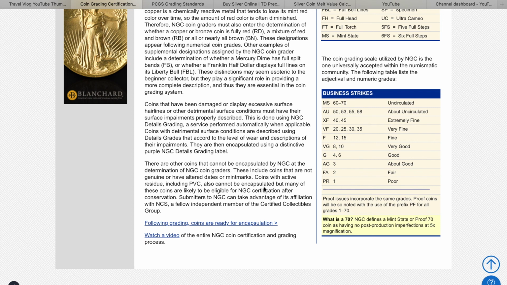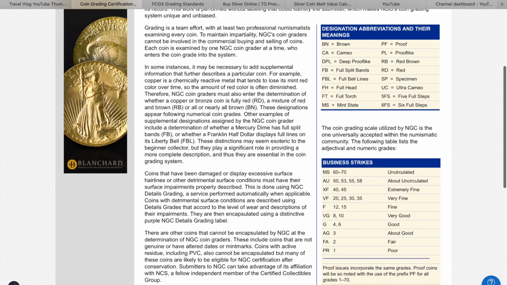So I think they look at these coins, for NGC's at least, with 5 times magnification. So I'm assuming they use 5 times magnification throughout. They don't change the magnification for different coins or anything like that. And that's where they come up with their grading scale.